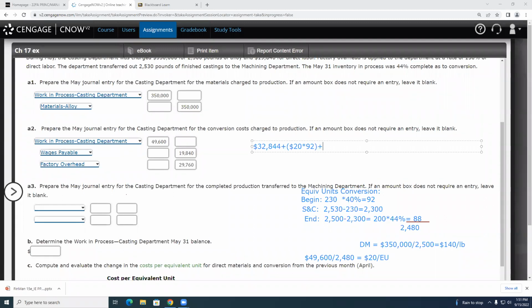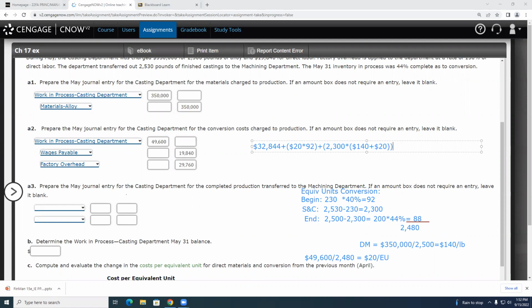Then we did some units that we started and completed. So how many units did we start and complete? We calculated that was 2,300. And what kind of costs went into those units that were started and completed? Well, we need direct materials, which we had calculated right here to be $140 per pound. And we need conversion costs, which was $20 per unit. So 2,300 units.